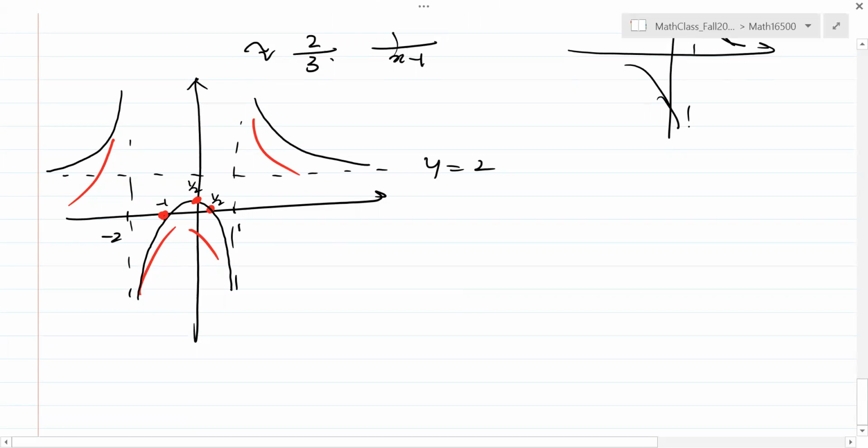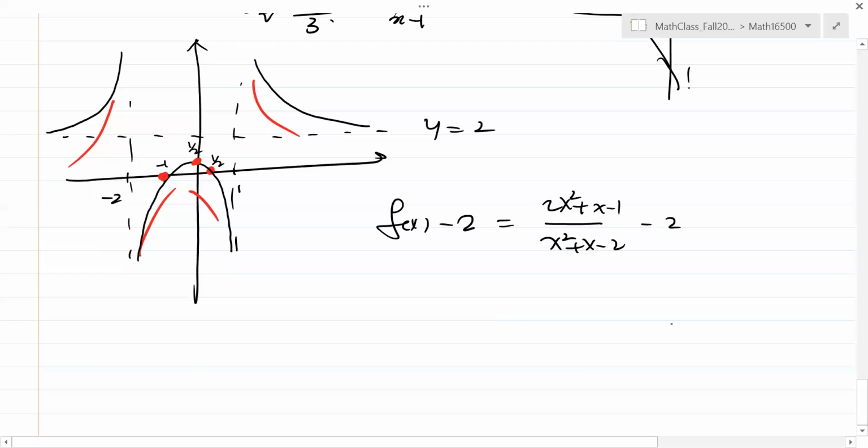But there's still a question whether the curve is above the horizontal line, or maybe it crosses the horizontal line y equals 2. Okay. So we can try to see. Take the difference, f of x minus 2. Do you think it's always positive or always negative, right? So when you take this, 2x squared plus x minus 1 over x squared plus x minus 2, minus 2. So let's simplify it.